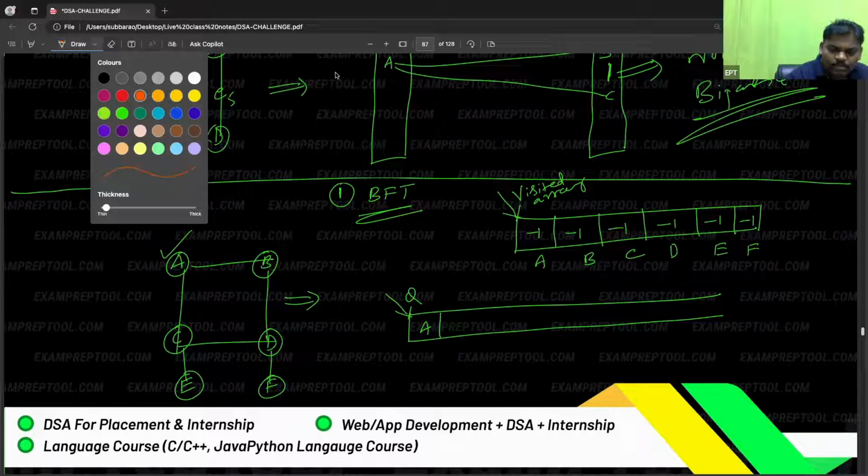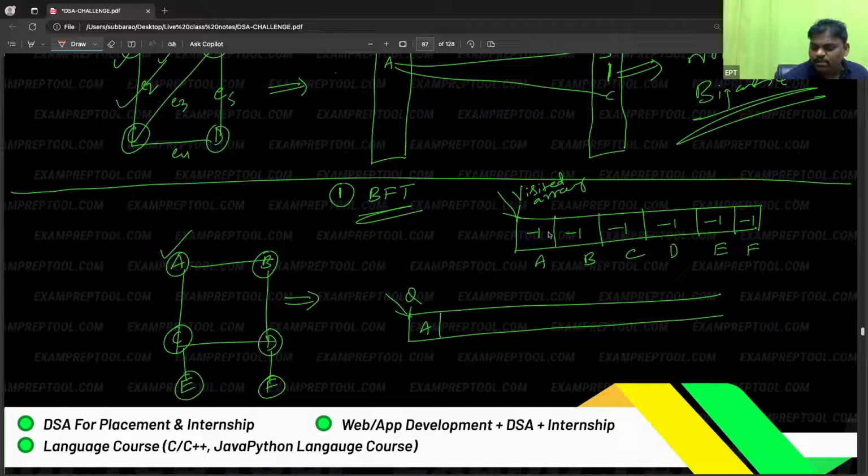If the color of A is -1, color means the visited array. You can change the name also: in place of visited, you can keep color. Whatever name you want, you can keep, no objection. So color of any person is initially -1. Names don't matter.